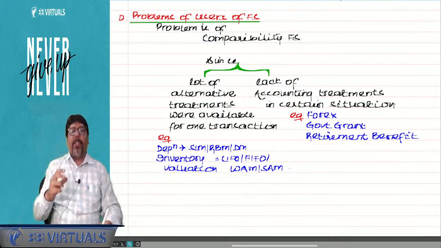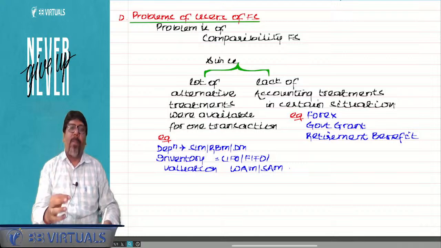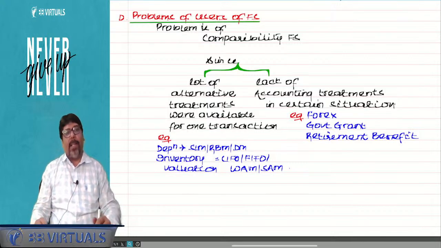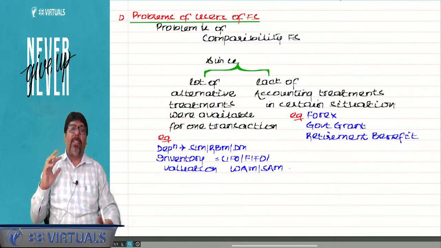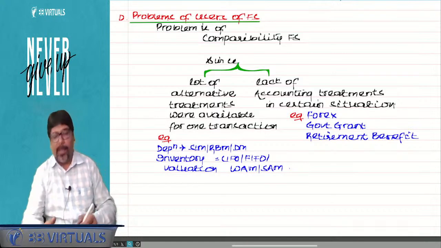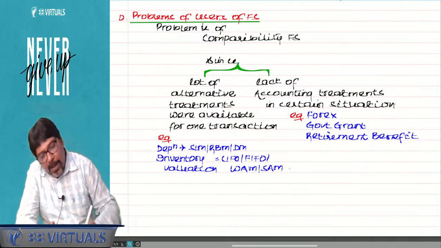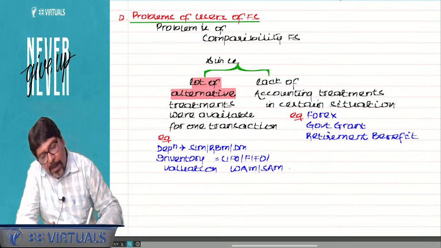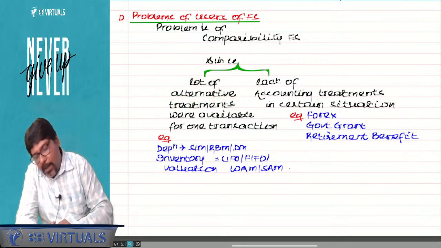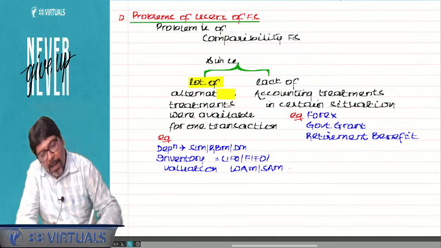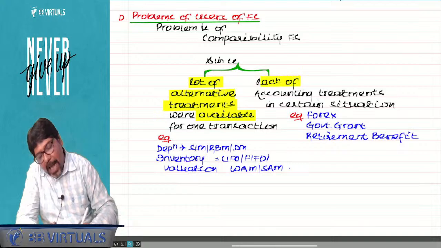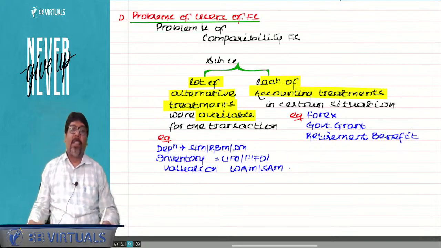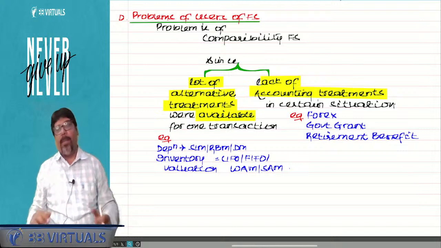So what was the fundamental problem of users of financial statements? Comparability. They could not compare financial statements because of two reasons: a lot of alternative treatments, and lack of accounting treatment. In some areas, a lot of alternative treatments. In some areas, lack of accounting treatments. So this led to a problem of comparison.